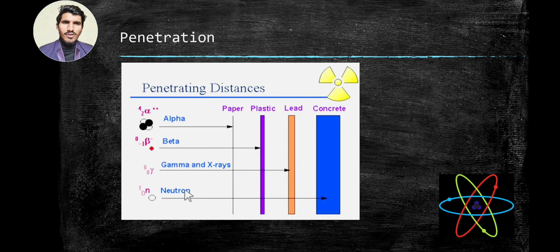If I talk about the neutron, as you know, the neutron is not charged; it is neutral. The neutron can pass through paper, plastic and lead, but only concrete stops the neutron. So the alpha particle cannot pass through paper, whereas the beta particle can pass through paper and reach the plastic, but cannot pass the plastic. Gamma and X-rays can pass the paper and plastic, but cannot pass the lead. The neutron can pass the paper, plastic and lead, but cannot pass the concrete. So that was the penetration power of alpha, beta, gamma and neutron.